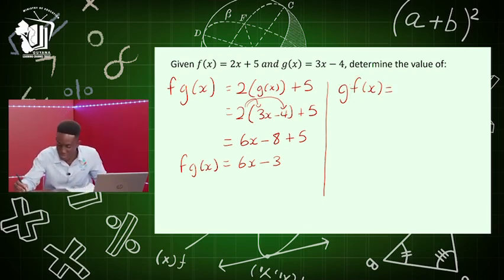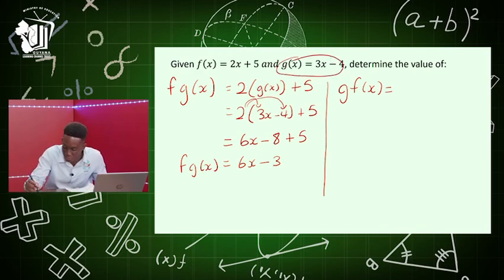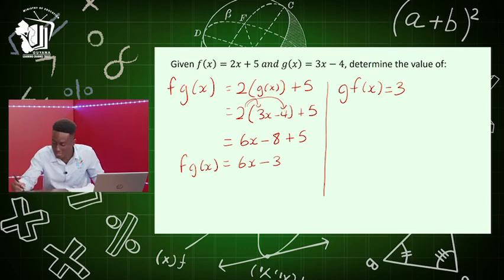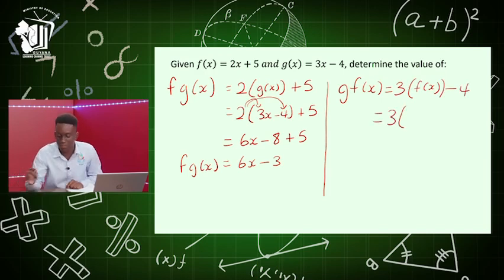So we're taking the function g now, so this will be 3 multiplied by, instead of x, we're replacing it with f of x. So this would be f of x minus 4. This will further give us 3 multiplied by the function f of x, which is 2x plus 5. So we're putting that in the function: 2x plus 5 minus 4.